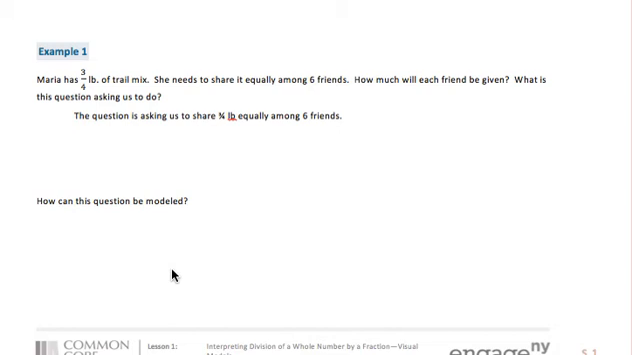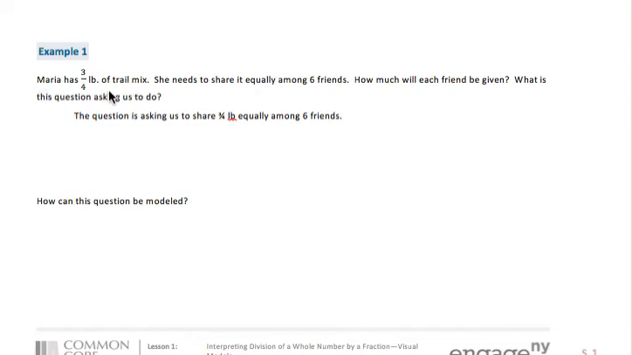In example 1, we're going to see how we might solve this problem using some models. Maria has 3/4 pounds of trail mix. She needs to share it equally among 6 friends. How much will each friend be given? And what is this question asking us to do?